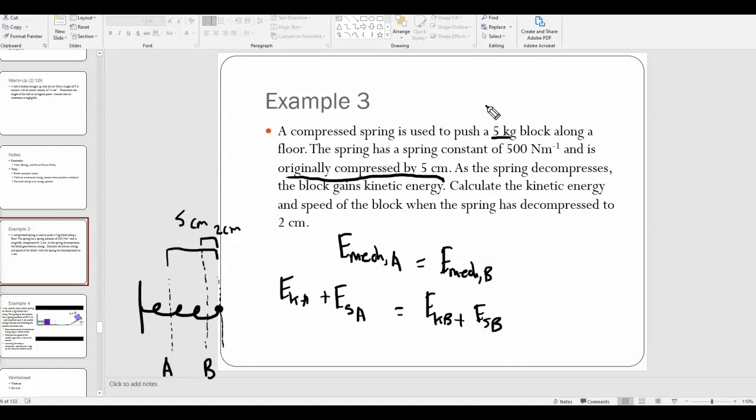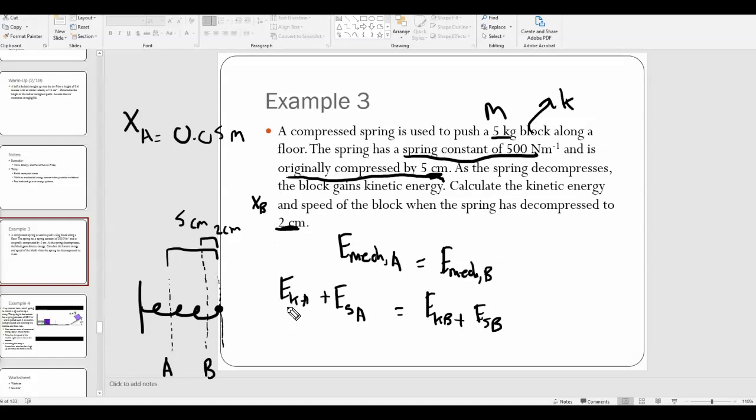All right, so let's see. I have the mass, I have the spring constant, which is K, and I know that it's originally compressed by 5 centimeters, which means that XA, remember X is the displacement from equilibrium in a spring, is going to be 0.05 meters. Okay, don't forget to convert centimeters to meters. I also know that we want the kinetic energy and speed of the block when the spring has decompressed to 2 centimeters. So this is going to be XB.